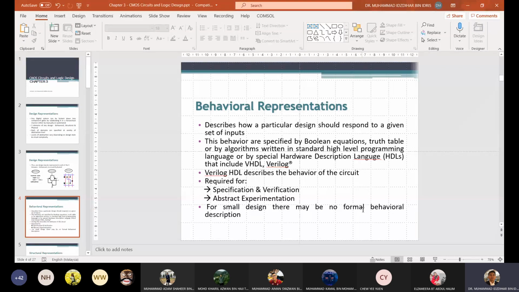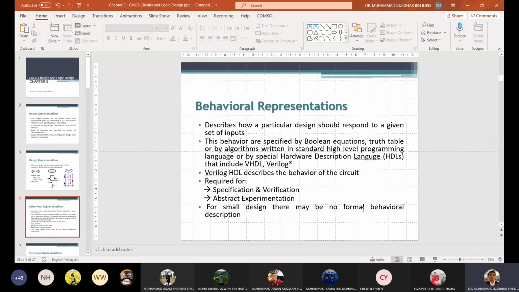This behavior is normally specified by a Boolean equation. You have learned about this before. If you realize, there is always continuity. What you have learned before, I think in digital electronics, you're going to apply it in other subjects. And then you must know about the truth table. From the truth table, you can represent your behavioral circuit or algorithm, or if you learn about HDL, I'm not sure, I think in other subjects you can learn about HDL.